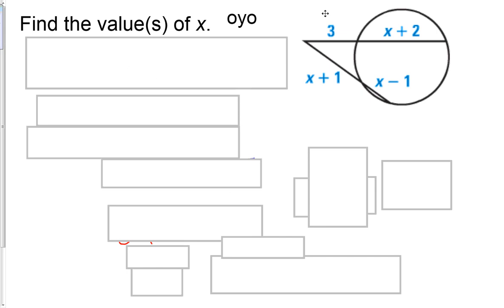So continuing, this is one where it's secant. 3 times x plus 2 plus 3, right? We have to add them all together. So that'd be 3 times x plus 5, because 3 plus 2 is 5, and that is the whole length. Down here it'd be x plus 1 times x plus 1 plus x minus 1. Oof, lots of variables there.